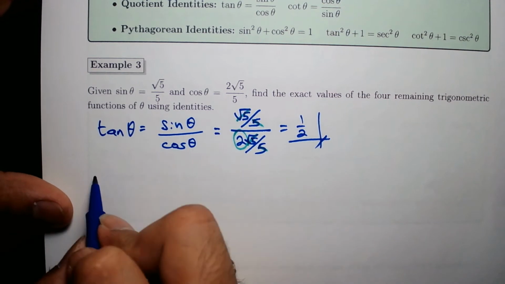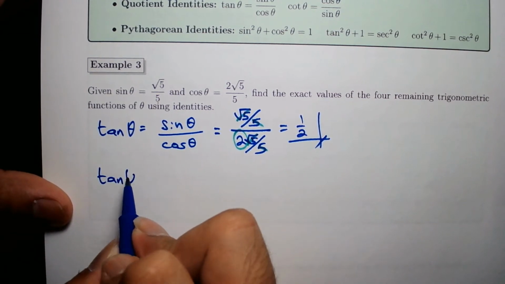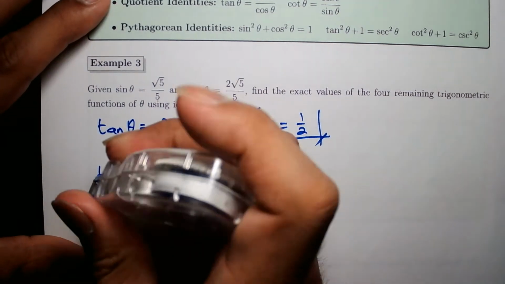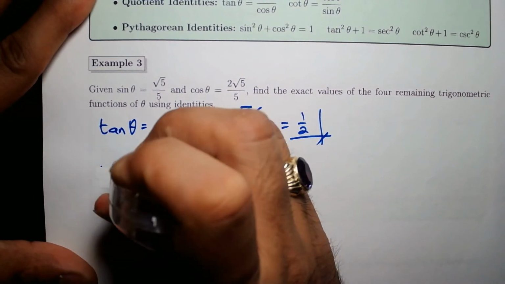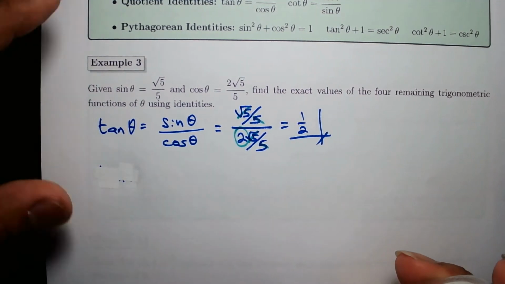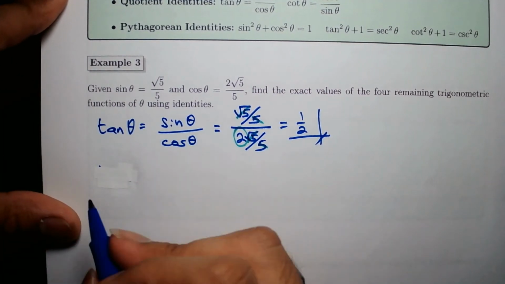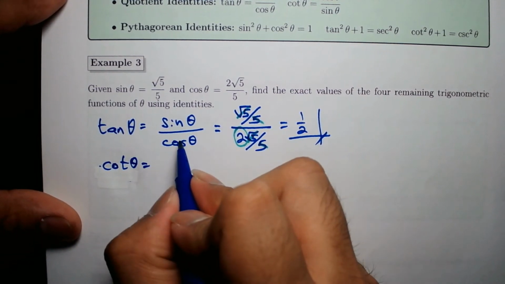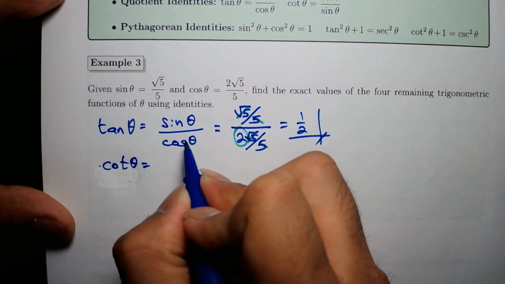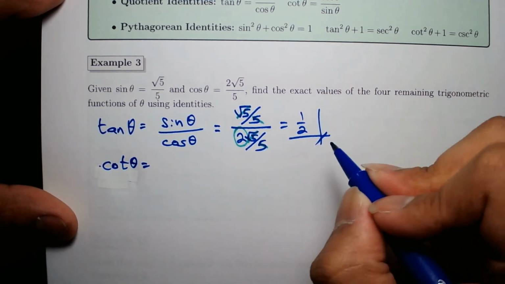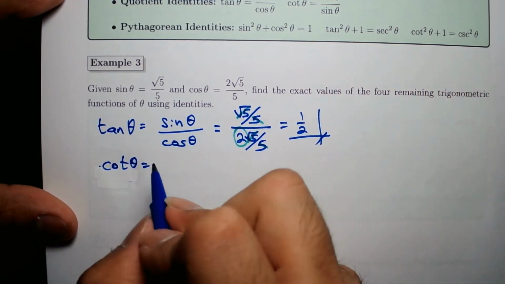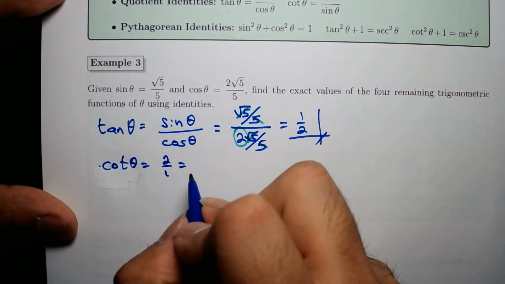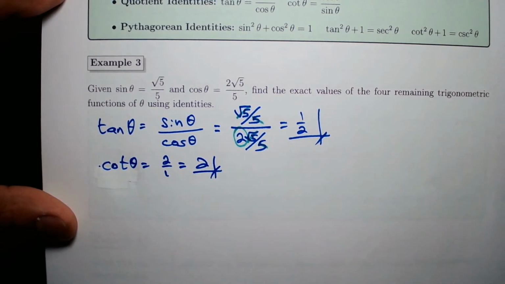Let's look at tangent. I mean, not tangent, but actually cotangent. All right. Let's look at the cotangent function. So, cotangent is the reciprocal of tangent, which is cosine over sine, or 2 over 1. We can simply say that's 2 over 1 because that's the reciprocal of tangent, which is the same as simply 2.